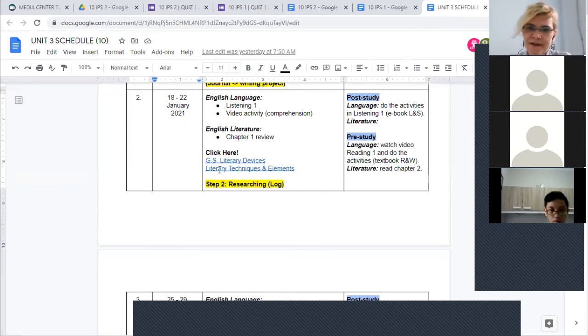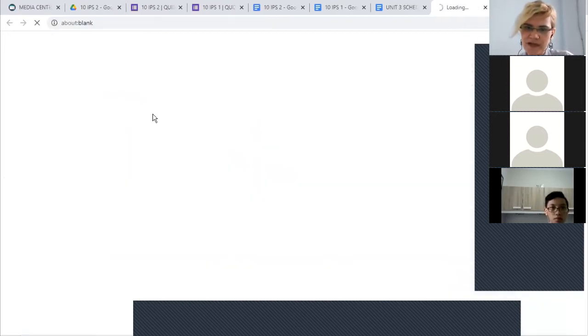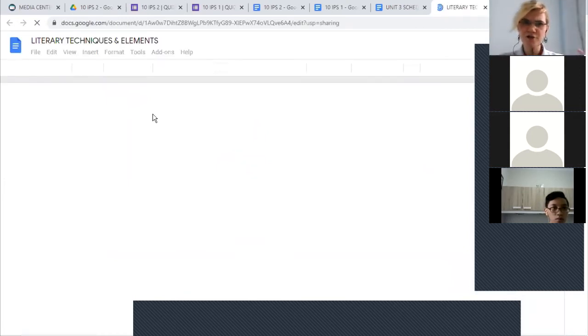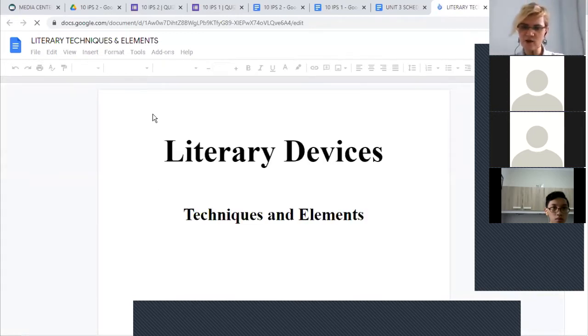Okay. Last week we looked at the literary techniques and elements. I just quickly want to show it to you one more time, to remember that it is important to understand this. We have literary devices. Those are divided in 2 aspects, techniques and elements. Here we see the techniques and elements.